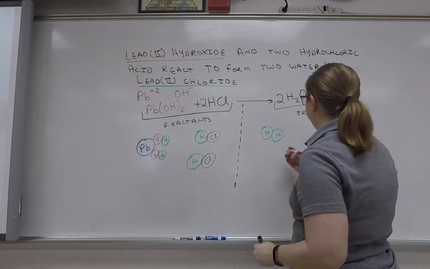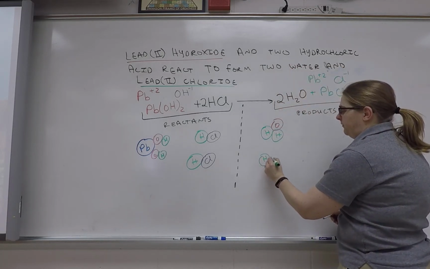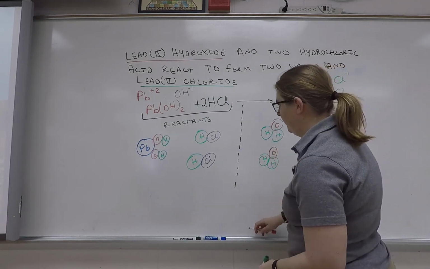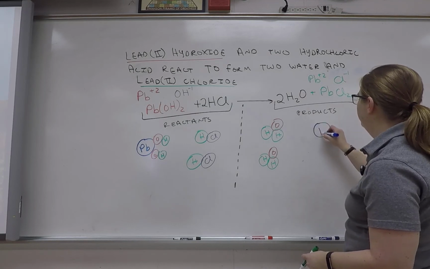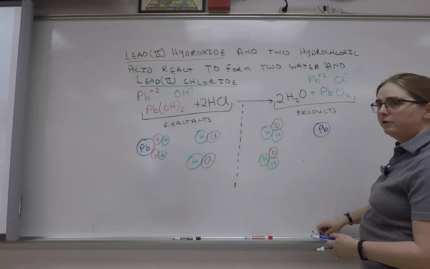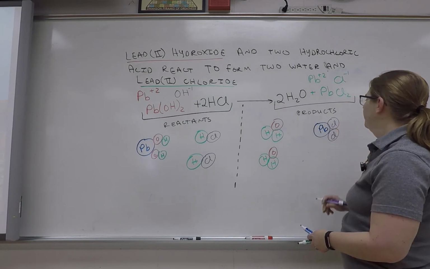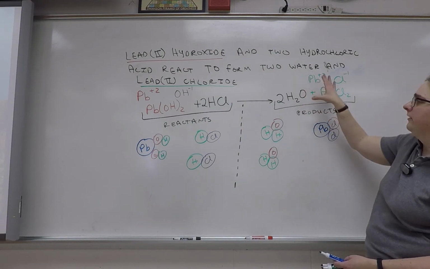Now then, I'm going to do the same thing over here. I've got 2 H's and an O, and then the H2O shows up twice, so I've got 2 more H's and an O. And then I've got a lead with 2 chlorides attached. So there's my particle diagram for this reaction.